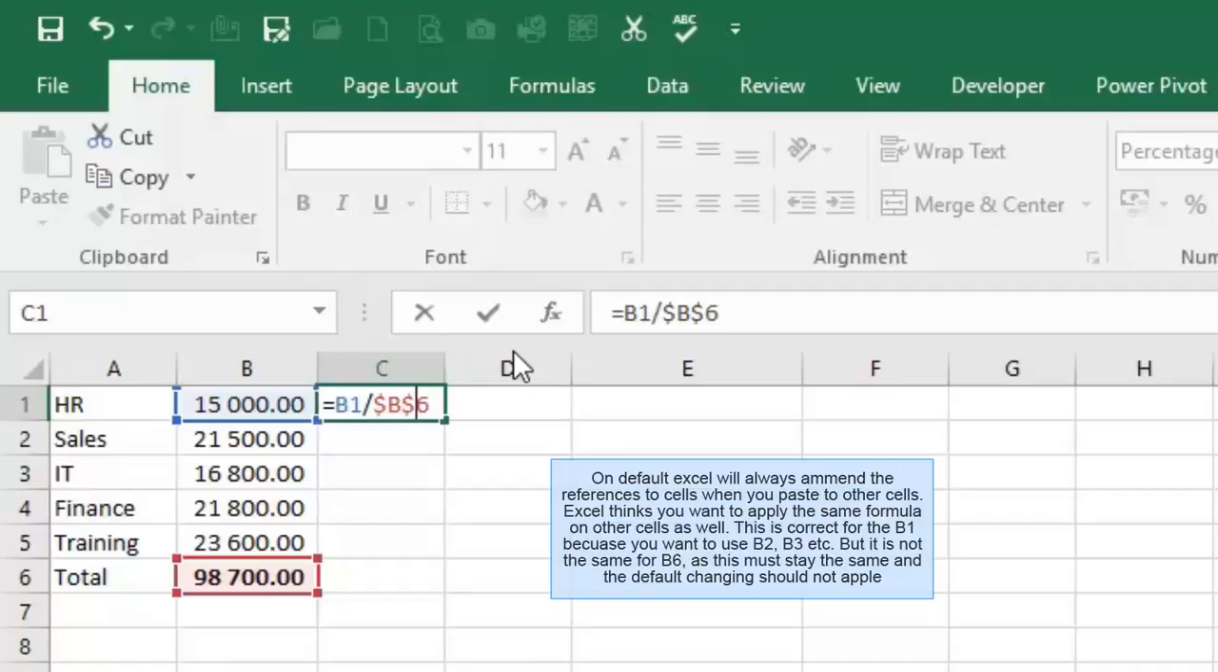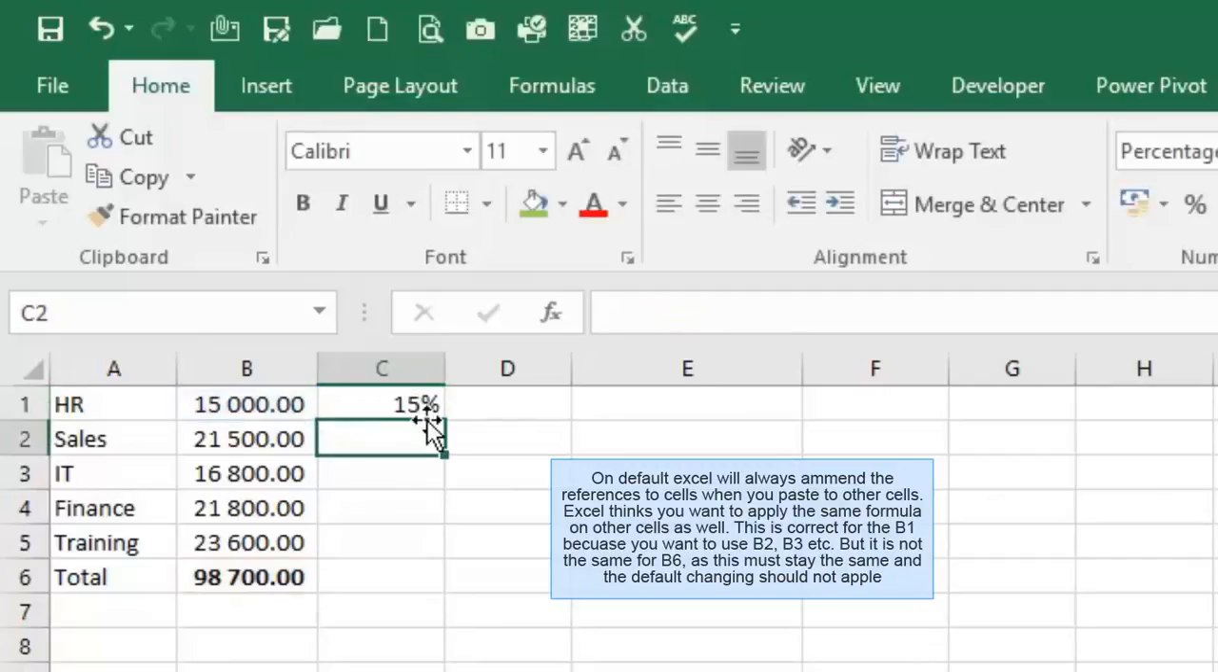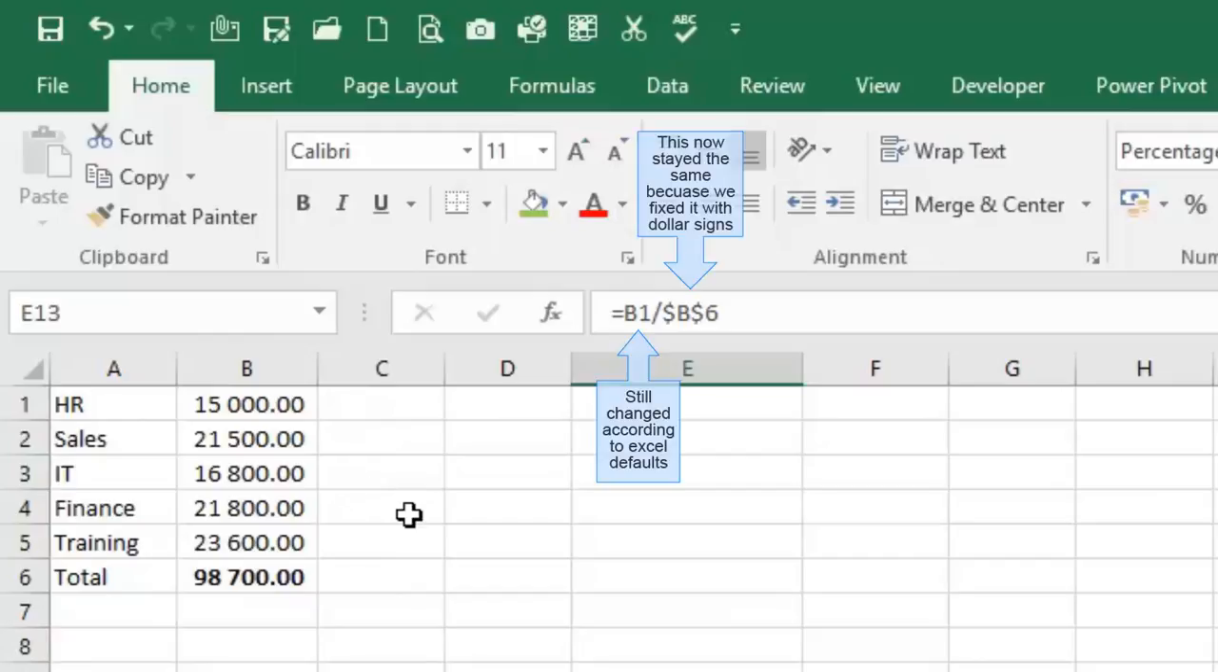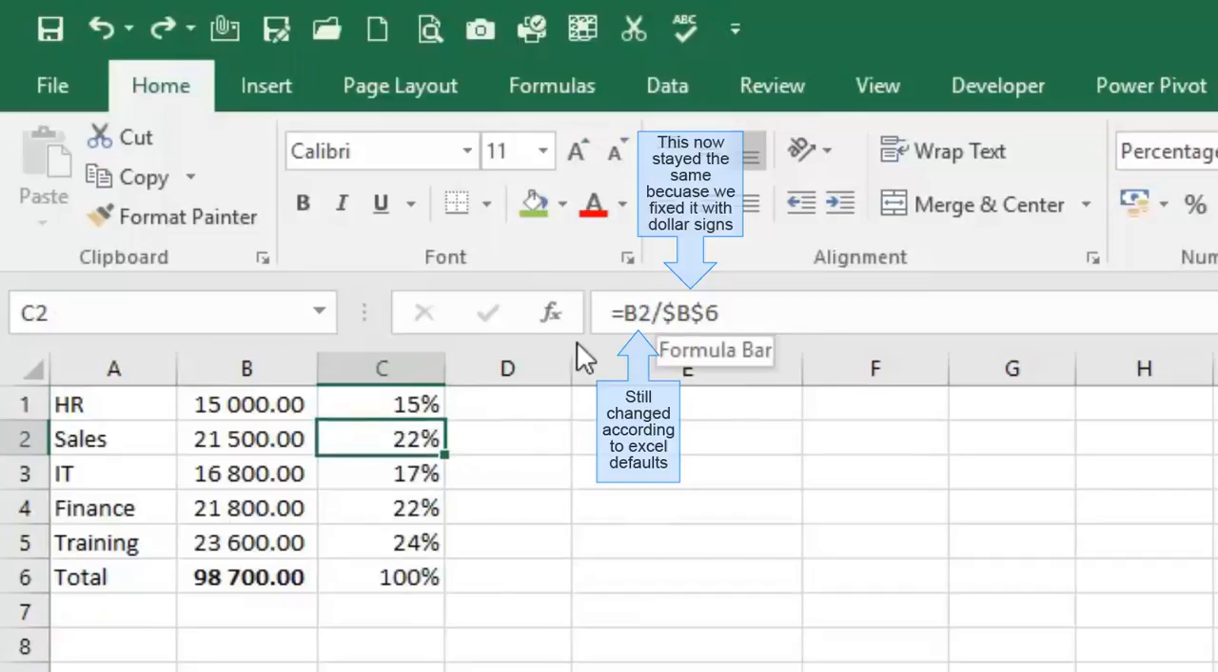What this means, it's got nothing to do with currency or money. It's the symbol Excel uses to say keep still. So in other words, the dollar before the B means keep column B constant, and the dollar before the 6 means keep row 6 constant. In other words, the whole cell. And enter. Let's copy and see what happens this time. As you can see, the formula is consistent all the way through. If I click on the 15%, you'll see it's B1 divided by B6. The next one will be B2 divided by B6, B3 divided by B6.